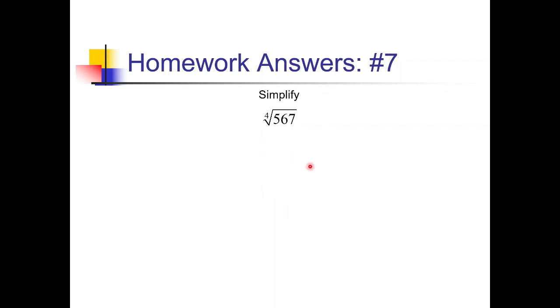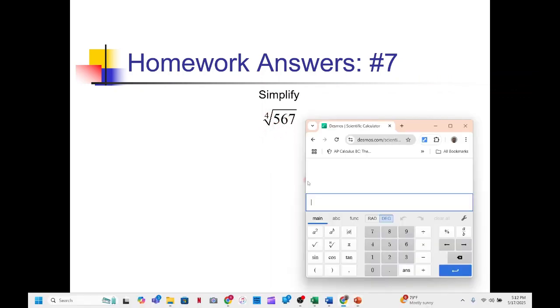For this problem, we're trying to simplify the 4th root of 567. So one thing I want to check right away is to see if 567 is a perfect 4th power. Let me just take the nth root of 567. So this will be 4 and then 567. And that comes out to a decimal. So no, it's not going to be enough to just take the 4th root of that.